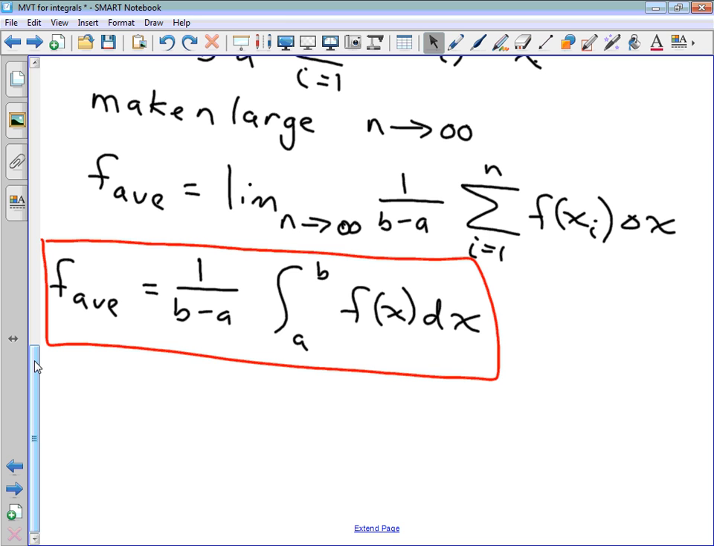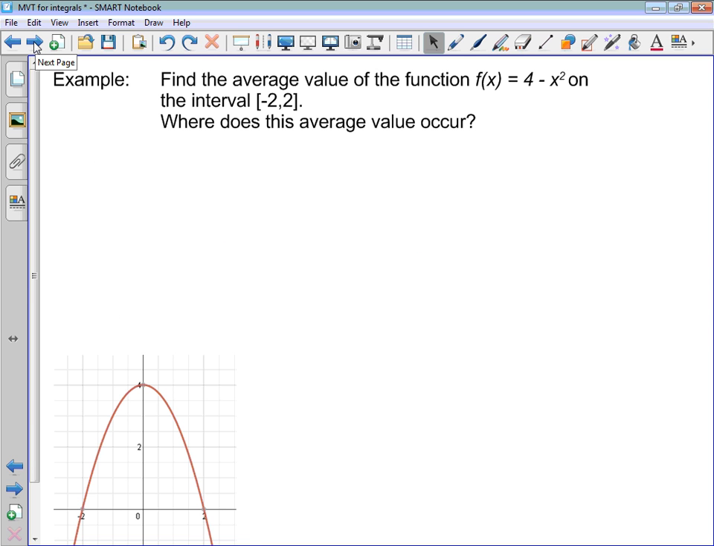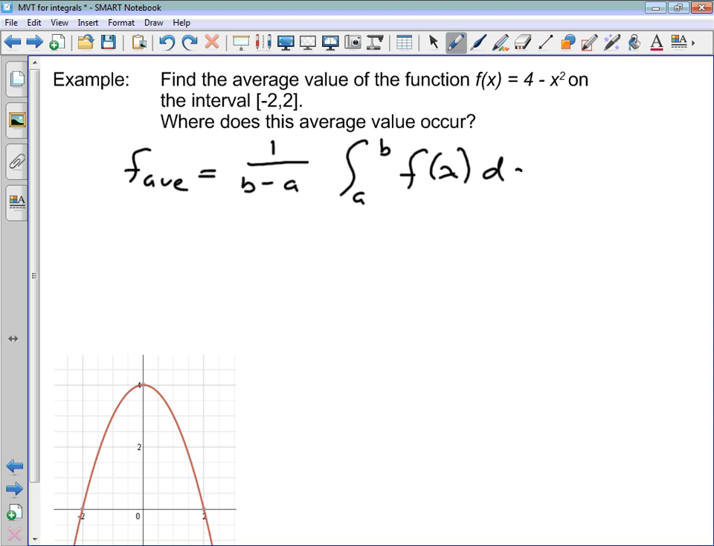So let's use this in an example. Let's find the average value of the function f at x equals 4 minus x squared on the interval negative 2 to 2. And then we're asked the second question here: where does this average value occur? So what was our formula from the previous page? F average is 1 over b minus a times the integral from a to b of f at x dx.